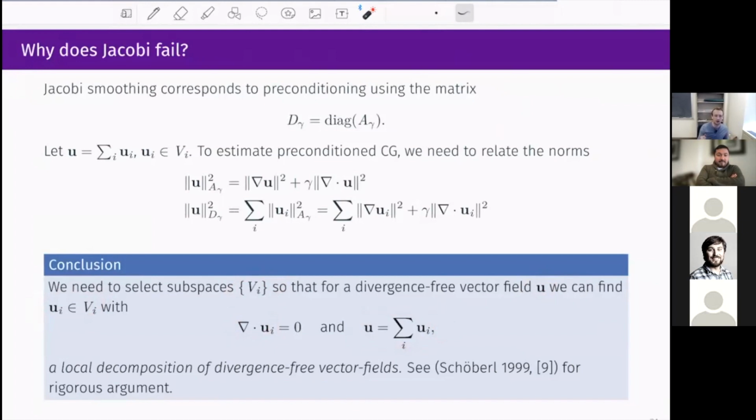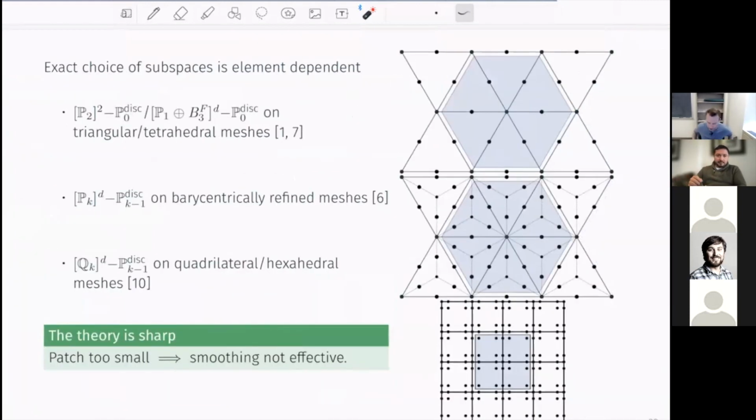And so we call this a local decomposition of divergence-free vector fields. And you can show that if this is satisfied, then your smoother is robust with respect to gamma. Okay, and how you choose these subspaces is highly dependent on your mesh. And so I'm just going to tell you for a couple of examples what these subspaces look like.